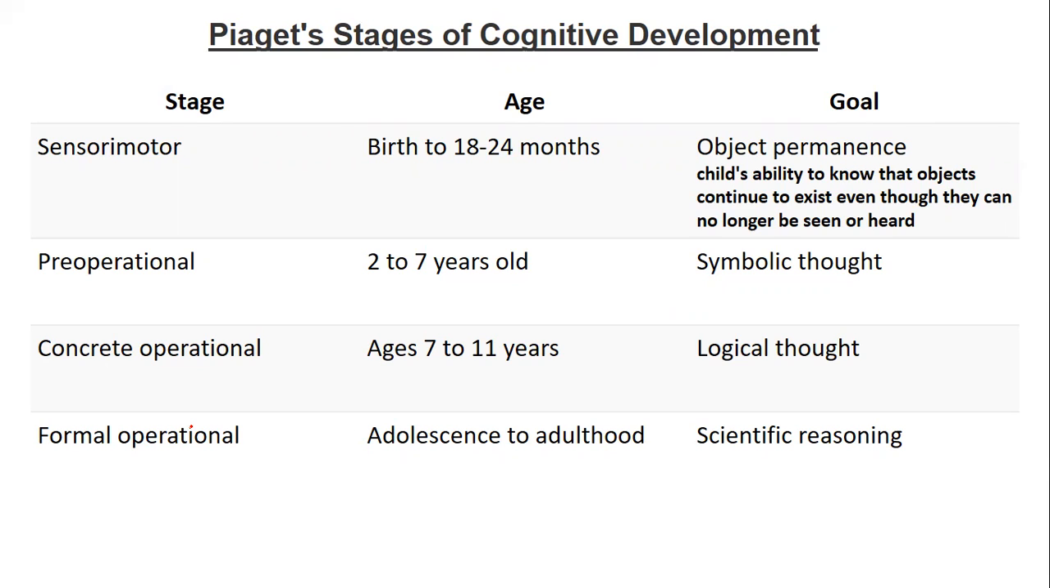Pre-operational, which is from 2 to 7 years old, which is symbolic. Concrete operational, which is from the age group of 7 to 11 years, which has logical thoughts. Formal operational, that is adolescence to adulthood, and it indicates what? Scientific reasoning. So you have to keep in mind the stage, you have to know the age, and you have to know the goal. So this is what they will capture basically, but you have to understand it and remember it properly.